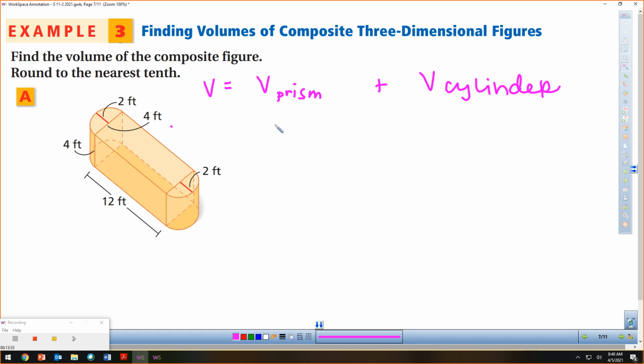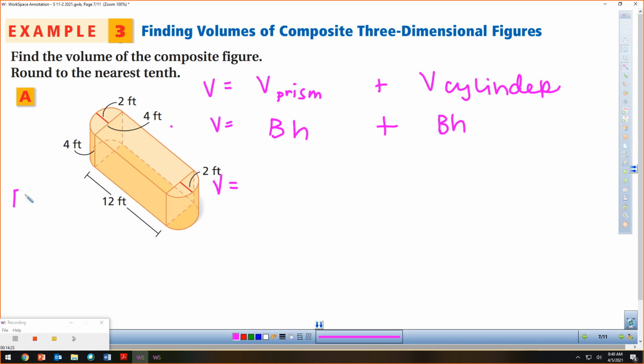All right, so for my volume formulas, a prism has 2 bases, so we use the volume of big B times H, plus a cylinder has 2 bases. They are circles, so that is also big B times H. The only difference between the two is their big B's are different shapes. One's a rectangle, one's a circle. So let's go ahead and plug that in.